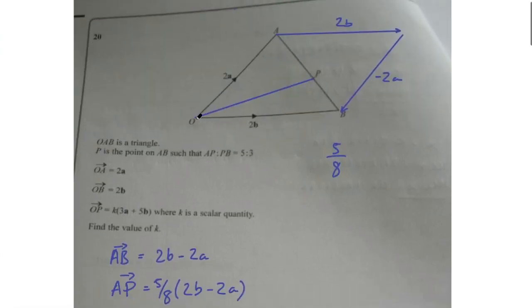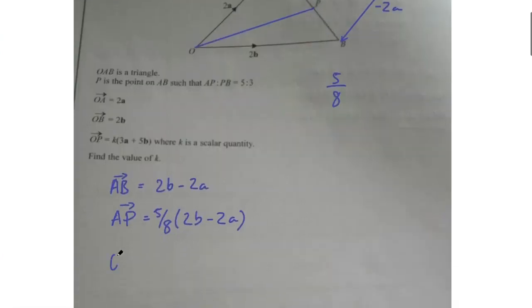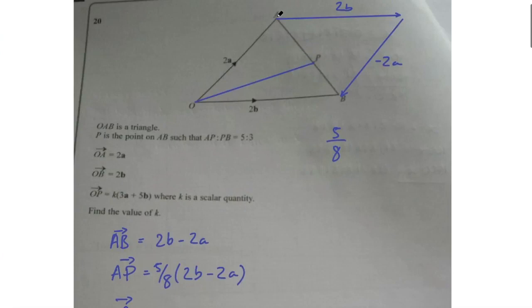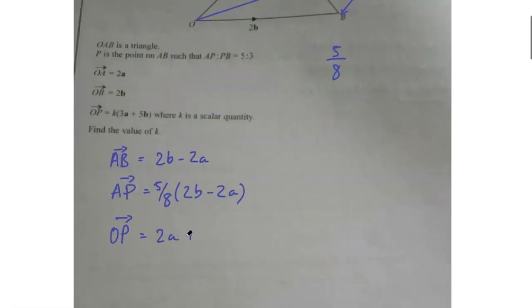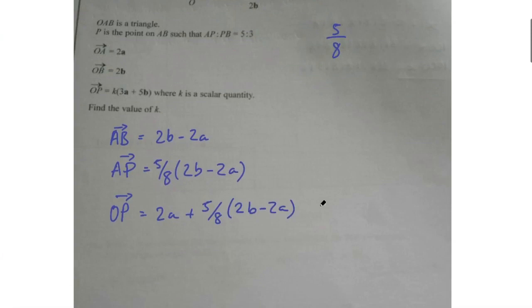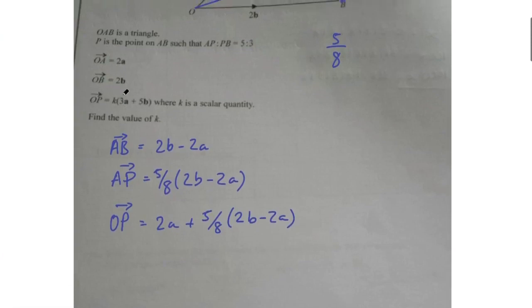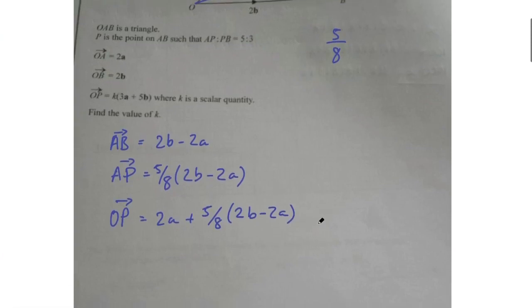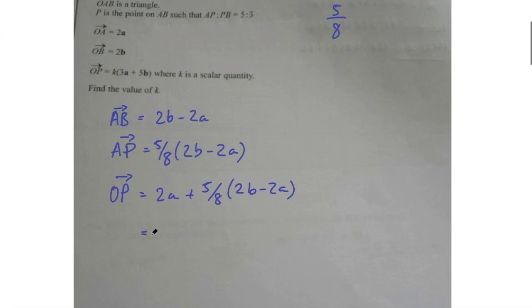Now I can find a vector for OP. So I can say OP will be OA plus AP. So OA is 2a plus AP, which is 5/8 (2b minus 2a). And then I can go ahead and simplify this, and hopefully I'll have some factor which I can say equals k. So let's go ahead and simplify.